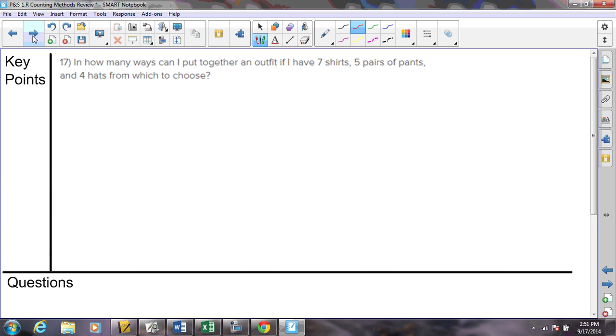Problem 17. In how many ways can I put together an outfit if I have 7 shirts, 5 pairs of pants, and 4 hats? We have shirts, pants, hats. It's a fundamental counting principle problem. So we've just got to take 7 times 5 times 4. That's 140. And we're done.